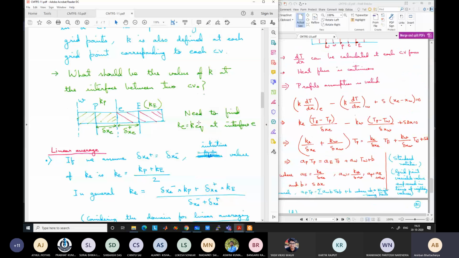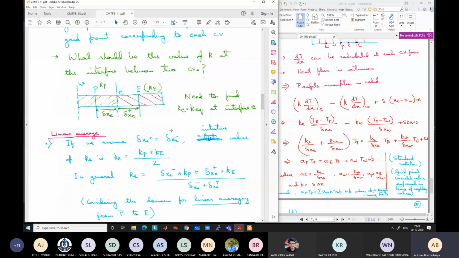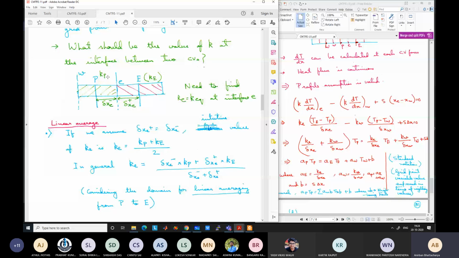What will be our gut feeling if I am a novice at this, or if I am just starting CFD calculation? The first thing that we always do is that we take an average. So here also we will take an average. If delta x e minus is equal to delta x e plus, I will assume that K small e is equal to Kp plus K capital E divided by 2. That is a linear average, or arithmetic mean.